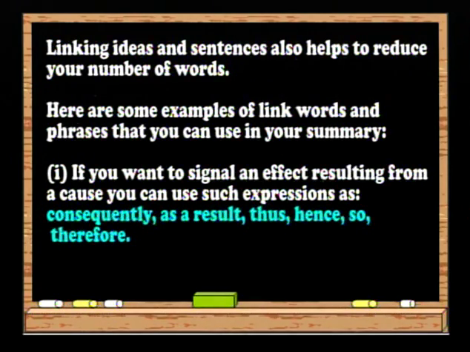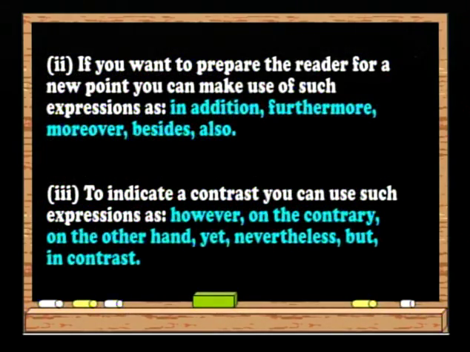Here are some examples of linked words and phrases that you can use in your summary. If you want to signal an effect resulting from a cause, you can use such expressions as consequently, as a result, thus, hence, so, therefore. If you want to prepare the reader for a new point, you can make use of such expressions as in addition, furthermore, moreover, besides, also. To indicate a contrast, you can use such expressions as however, on the contrary, on the other hand, yet, nevertheless, but, in contrast.